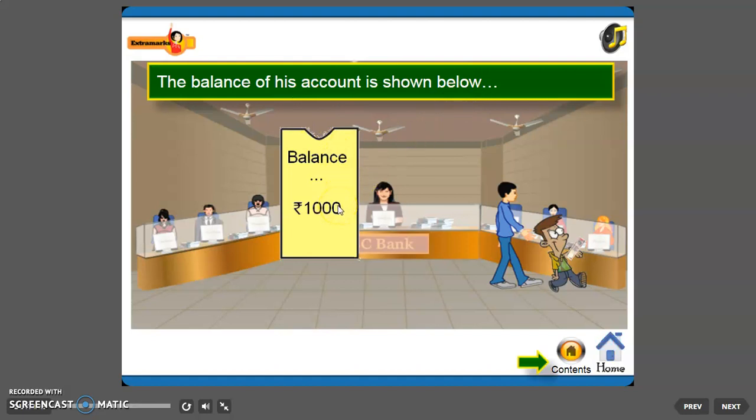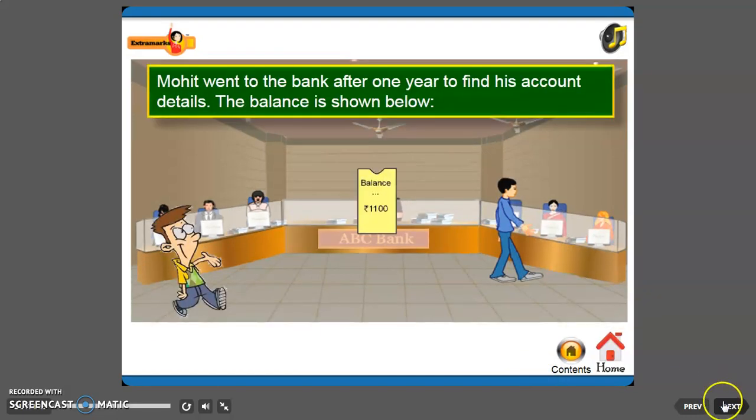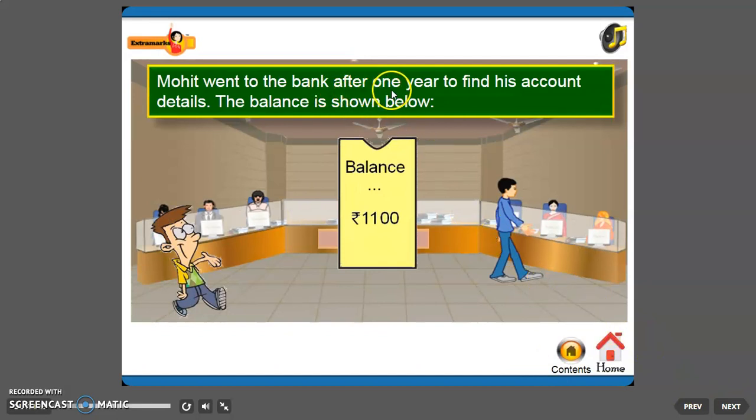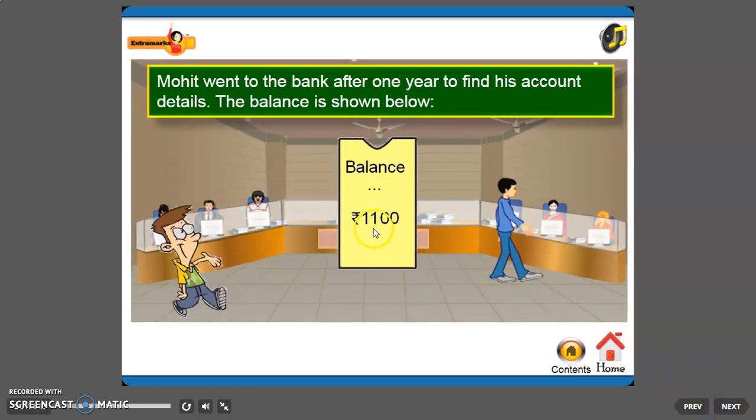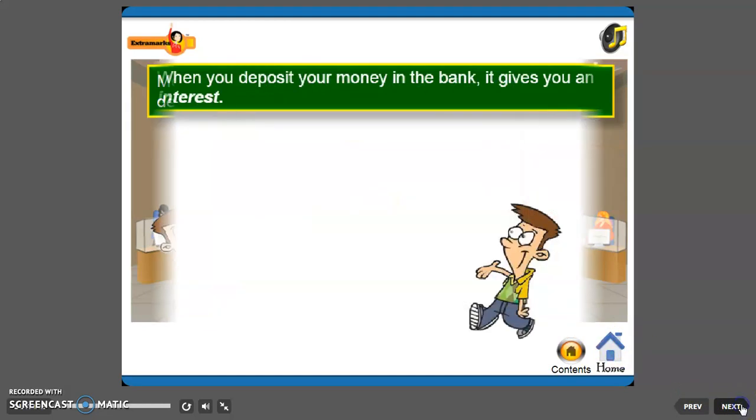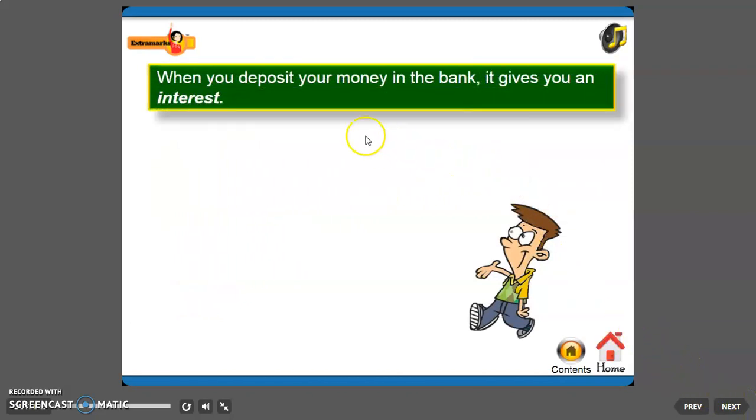Once he opened his account and deposited, it shows ₹1000. He has opened an account and he has deposited ₹1000. Now again he is going to the bank after 1 year to find his account details. The balance now is 1100. Are you able to see the change in previous balance and present balance? Yes, there is a change. What is the change? How much has it changed? It is 100 rupees.